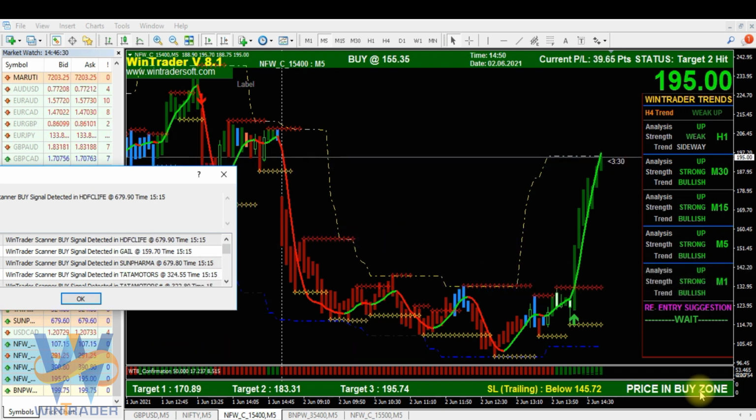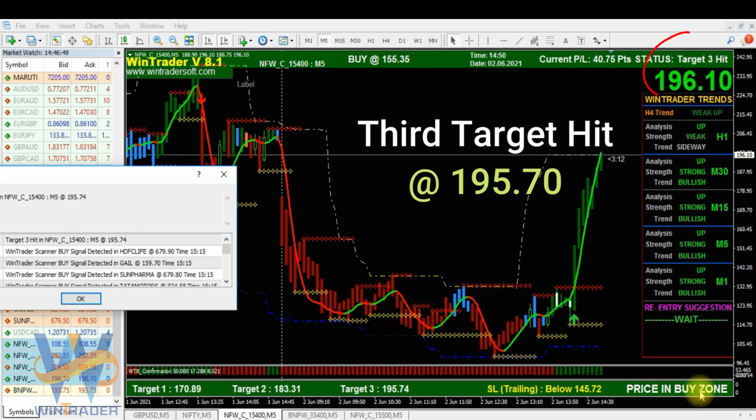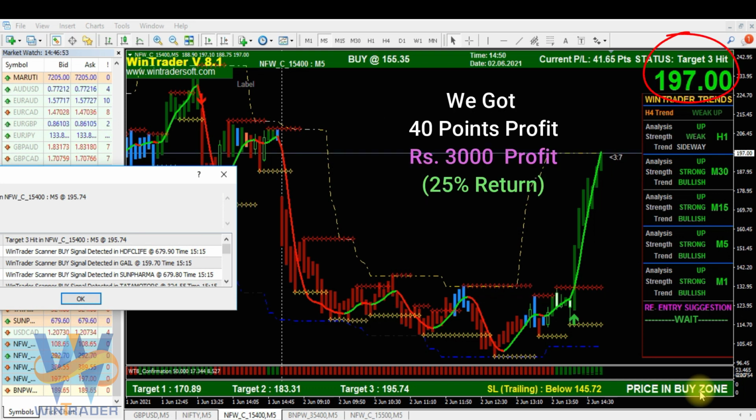Yes, it's achieved. It's more than 195.70 right now, which means it's 40 points of profit, 3,000 rupees profit, a 25% return on your investment. Yeah, it's more than enough. For a normal trader, it is more than enough.